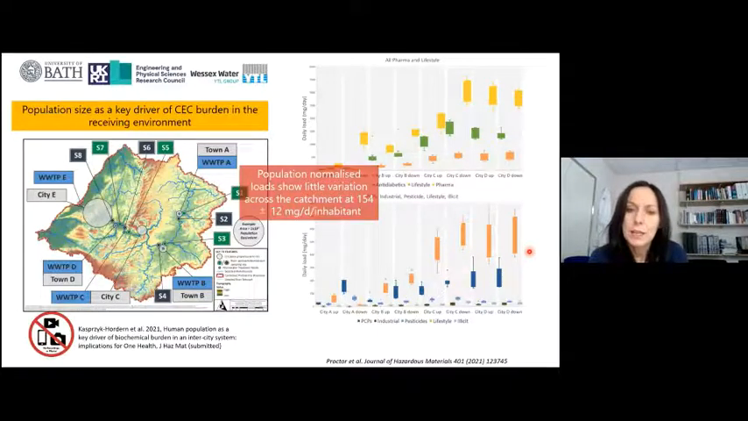But what was really interesting to see after doing all the calculations is that the population normalized loads show little variation across the catchment. So if you see there's more of a chemical here, it's simply because there are more of us in this particular area. It's interesting that each of us in this catchment is producing about 154 milligrams of CECs per day. And you can see the variability is very low, plus minus 12 milligrams when you look across the catchment. And it's very important information in the context of One Health.